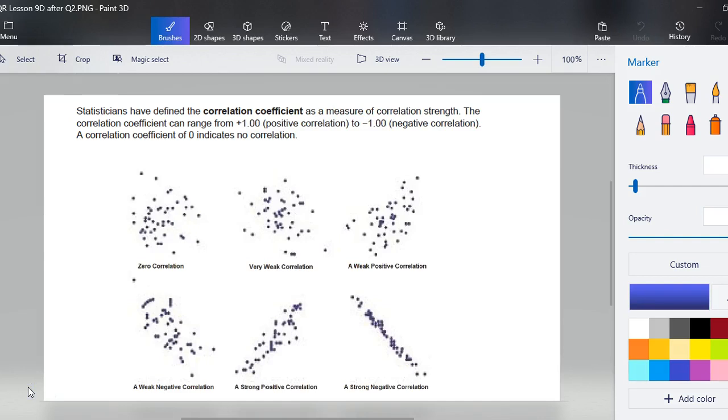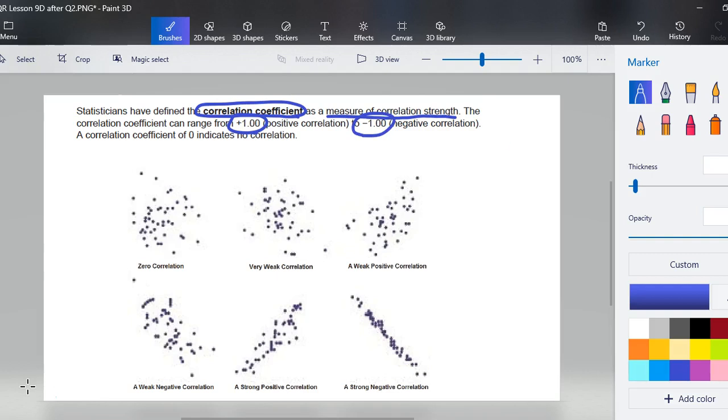So get out your flashcards or your glossary or a Google Doc, something, so that you can add this as a picture or underline it or put sticky notes on it. Statisticians have defined the correlation coefficient as a measure of correlation strength. The correlation coefficient can range all the way from +1 to -1.